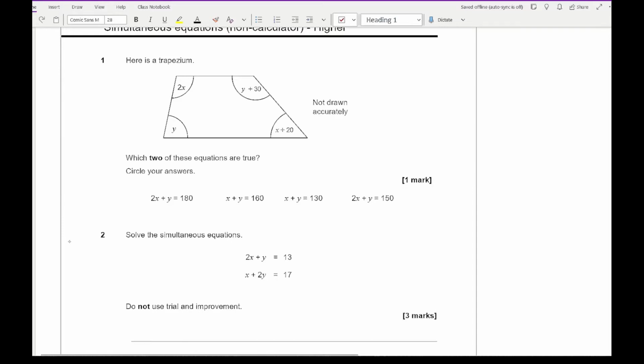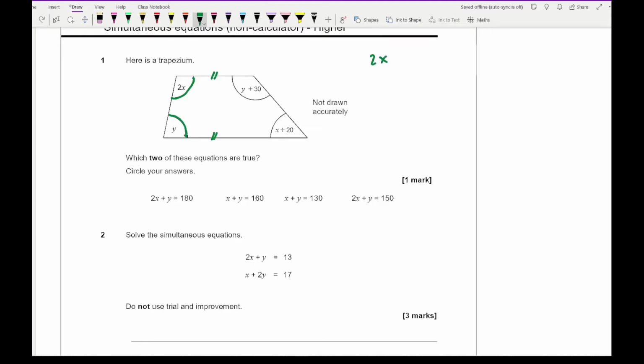Now there's a couple of facts when it comes to angles inside a trapezium. One of the main key principles of a trapezium is that we have two parallel lines. So what that basically means is that we've got supplementary angles, so this angle plus this angle, so 2x plus y, I'm missing out the plus 4, so 2x plus y equals 180, and you can see straight away that that is this first one.